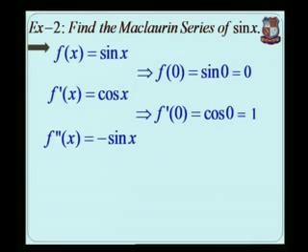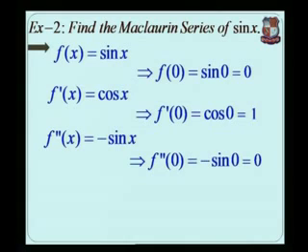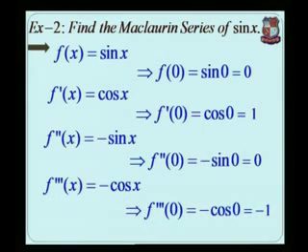We find the double derivative. The derivative of cos x is minus sin x. f double dash 0 is equal to minus sin 0, which is 0. f triple dash x is equal to minus cos x. So now f triple dash 0 is equal to minus cos 0, that is minus 1. So f of 0 is equal to 0, f dash 0 is 1, f double dash 0 is 0, f triple dash 0 is minus 1.